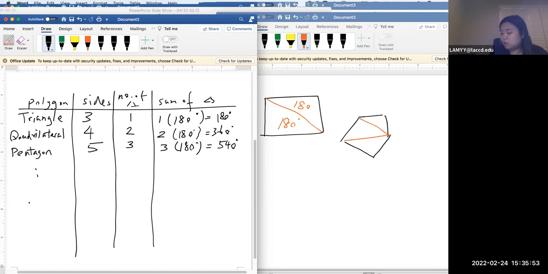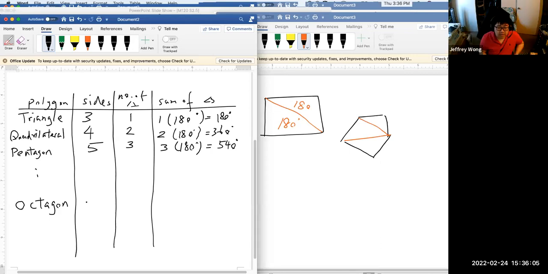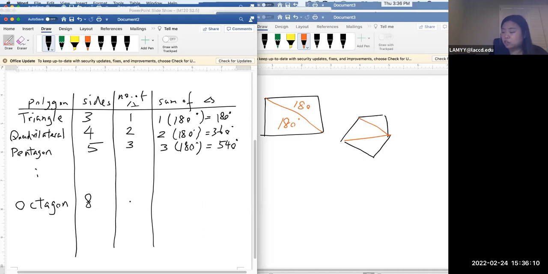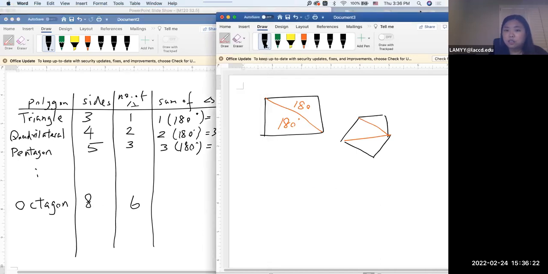let's say I have an octagon. How many sides do we have? 8 sides, yeah, right? 8 sides. How many triangles do we have? 6 triangles. Okay, if you're not sure, you could try graphing it here.